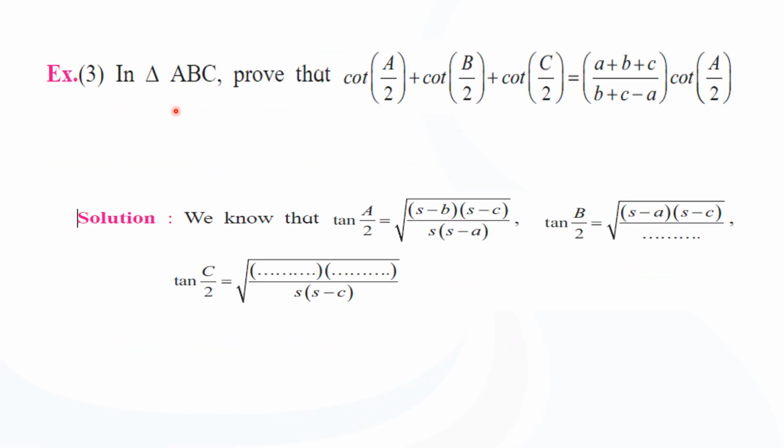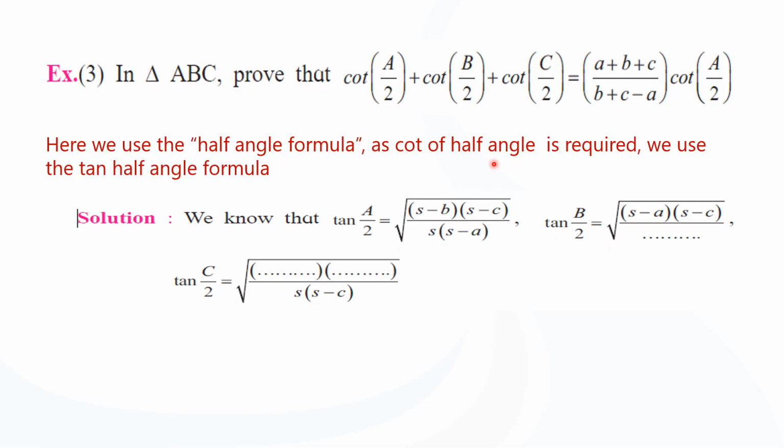Now the third sum. The third sum is given as a fill in the blanks. That means half the sum is solved. Here we need to use the half angle formula, and as the half angle formula is required, we use what? Tan half angle formula. So as we know, the tan A by 2, tan B by 2 and tan C by 2 formulas we already have.